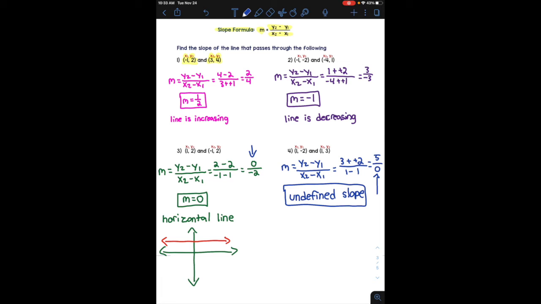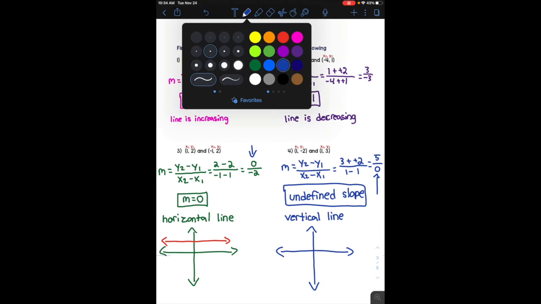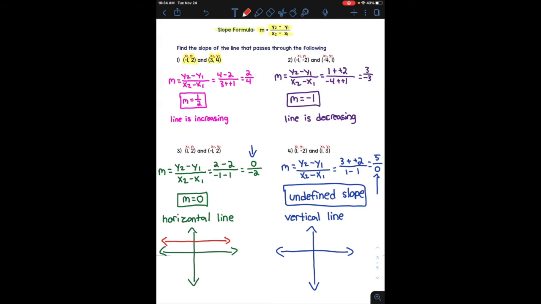What kind of line will this show us? That will be a vertical line. Vertical lines have an undefined slope. How would a vertical line look on the coordinate plane? A quick sketch, a vertical line goes up and down, opposite than a horizontal line. An example of a vertical line would be this here, parallel to the y-axis.